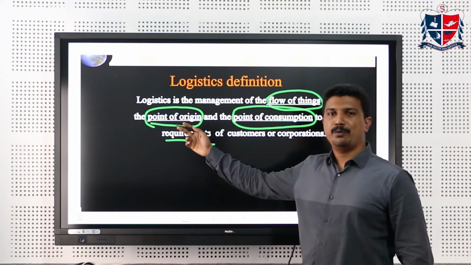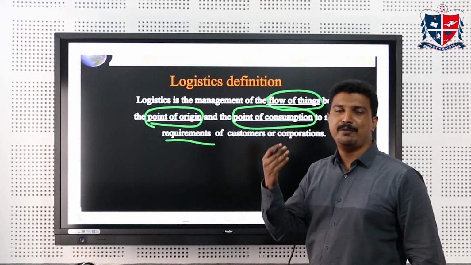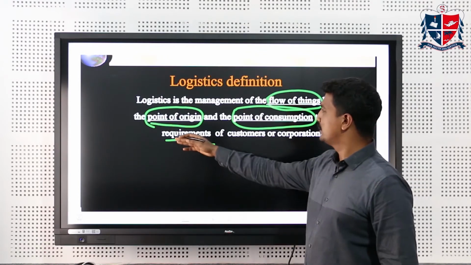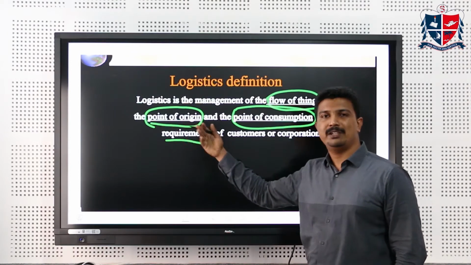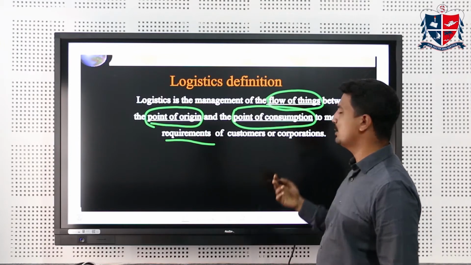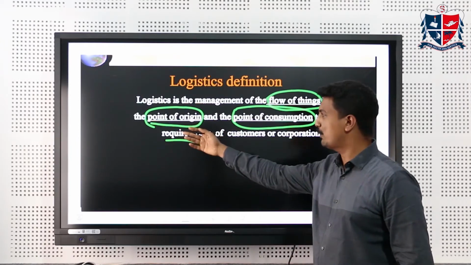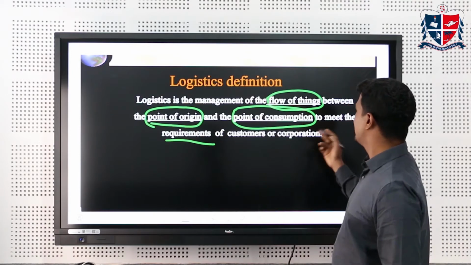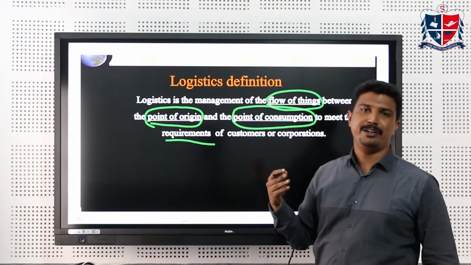So when we talk about the point of origin in the case of the mobile, the touch screen is manufactured in Korea only. So from Korea, it has to come to India. So this point of origin, we can say, is Korea, and the point of consumption is India. So there's a gap between the point of origin and the point of consumption. In order to meet those requirements, logistics plays a vital role.